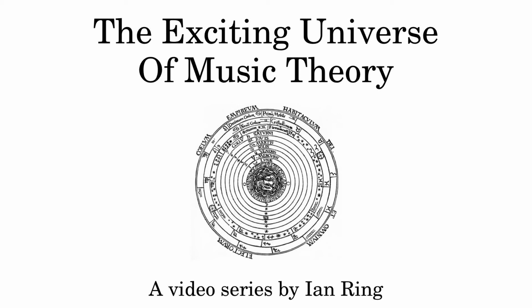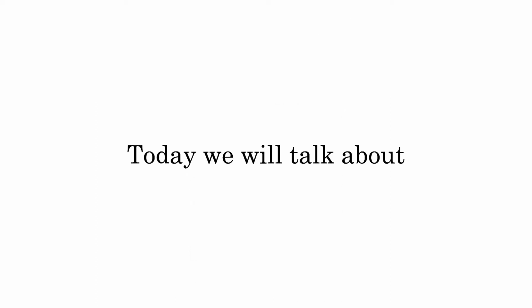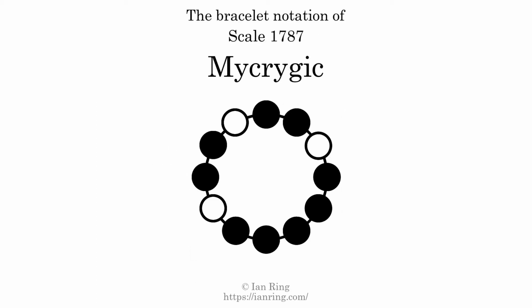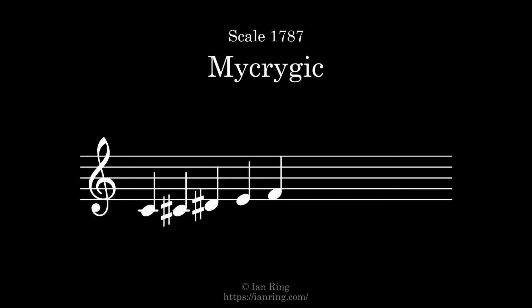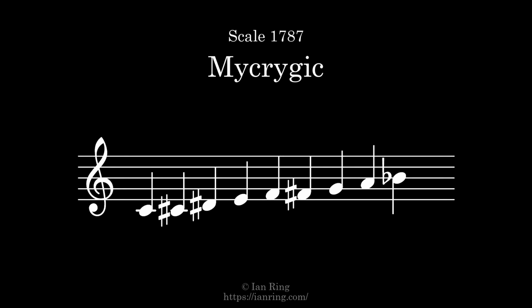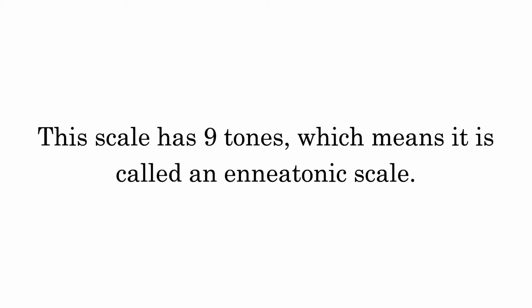Welcome to the exciting universe of music theory. Are you ready to learn? Then let's begin. Today we will talk about Scale 1787, Mycrygic, which sounds like this. This scale has 9 tones, which means it is called an enneatonic scale.